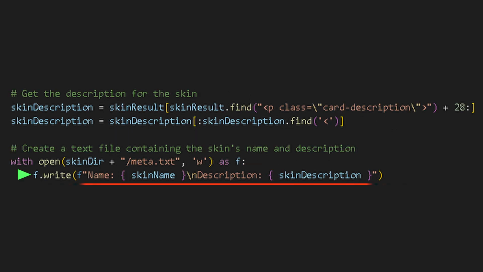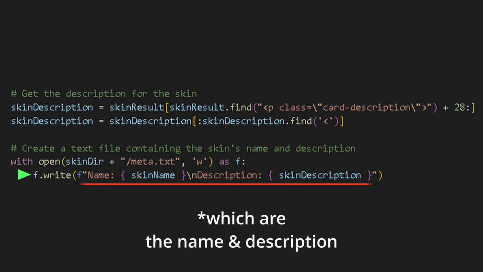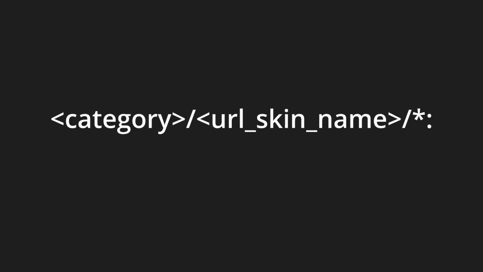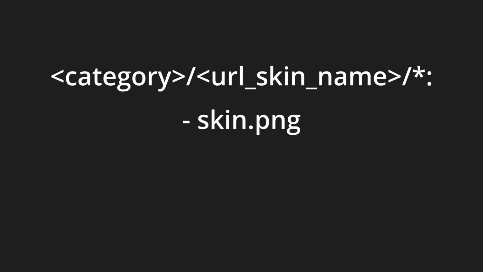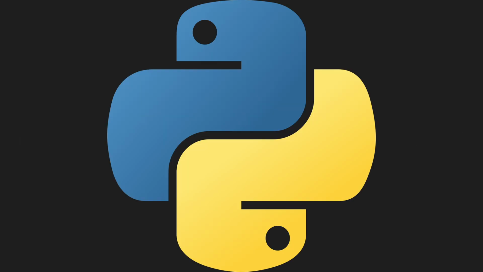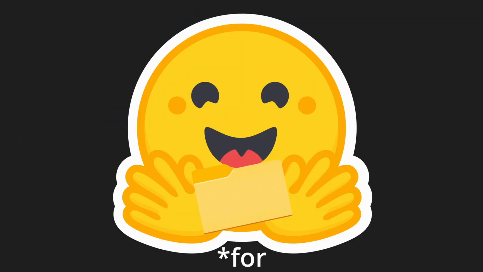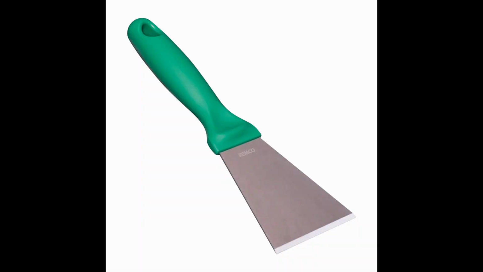We then store the metadata, the name and description, and the skin, and then the name in the URL to store the data in a category slash URL name directory. And then in that directory, the skin.png and meta.txt format, allowing for easy querying of data. And in case any of you guys are wondering, I also created a script to convert this to an image folder on Hugging Face for easy use with machine learning projects, which I plan on doing in the future, as stated before.